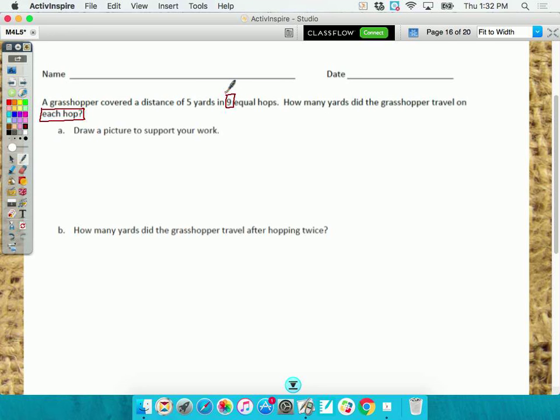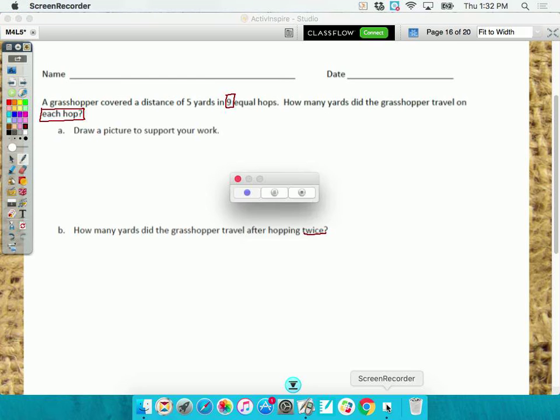9. Okay. And you have to have all the other stuff that we just did. Plus, it says, how many yards did the grasshopper travel after hopping twice? So times that. You can multiply it by 2.